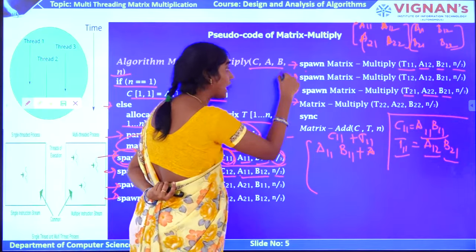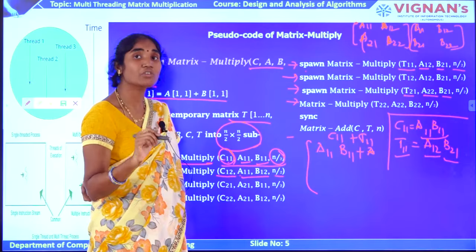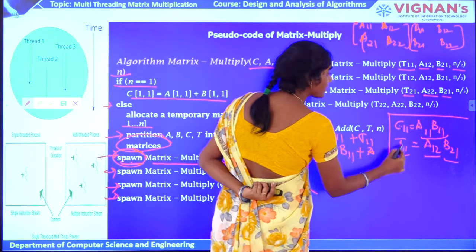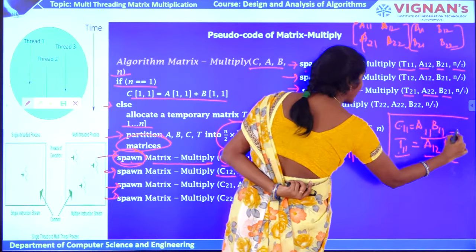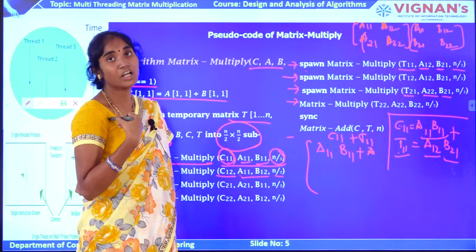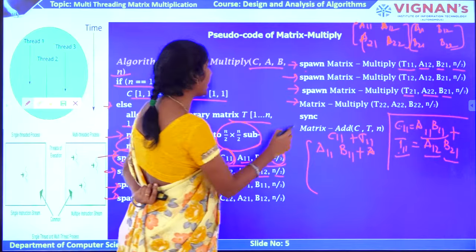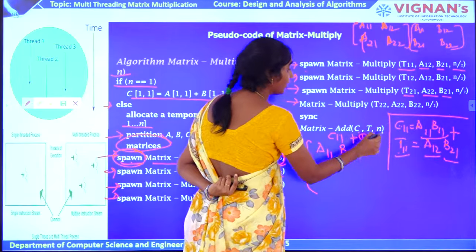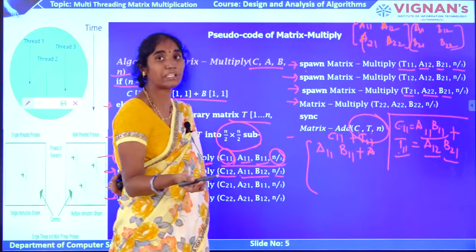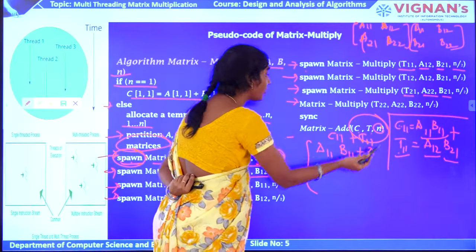Now after executing all these terms, the next step is to execute the addition process. Am I right or not? After measuring C11 and T11, what am I supposed to do? I have to add these. Only then will I have the final result of C, right. So now matrix add C, T, n, because whenever I am adding, the final result will be n by n, right. That is why the order is n, C, T, n, matrix add.